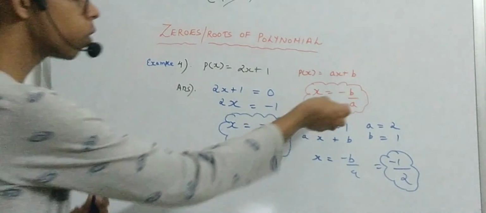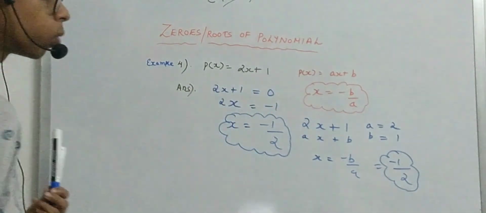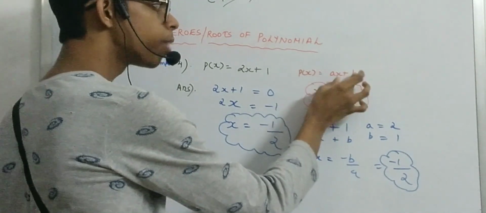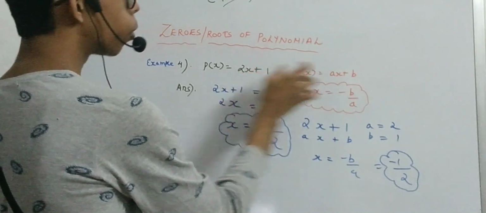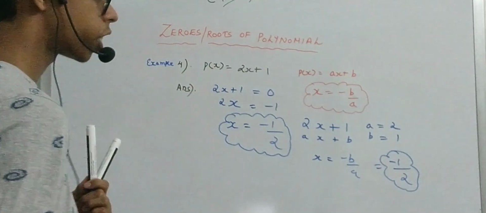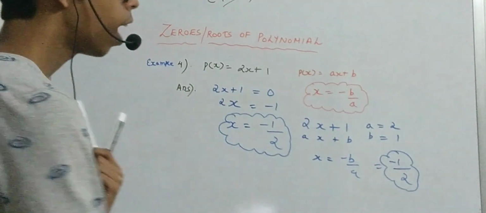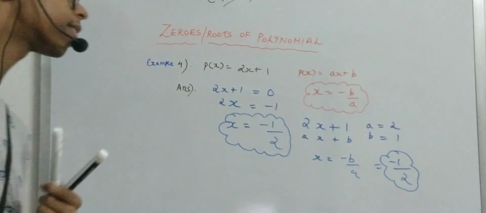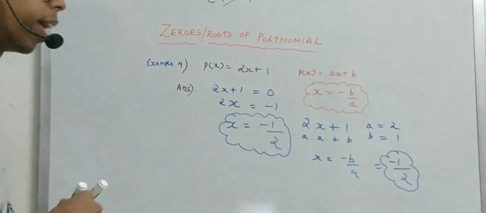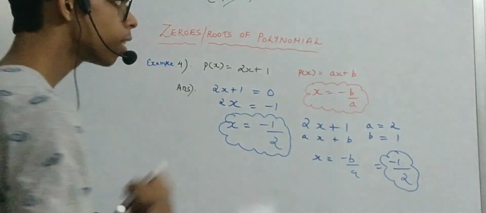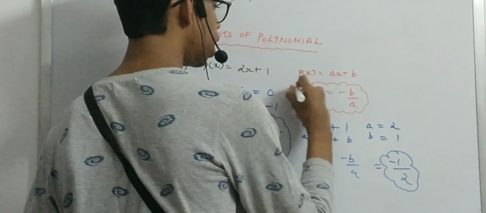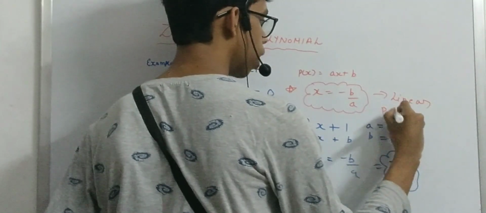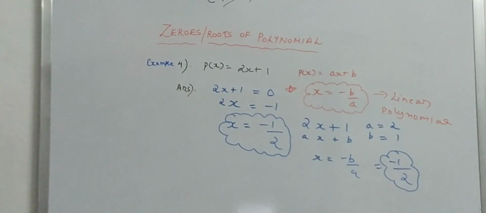This is a much simpler formula than equating it to 0 and all. If you remember this, and if you just compare your given polynomial with your general equation, you can easily find the answer. So it is always good if you remember this: x is equal to minus b by a. But one thing that you should remember is this formula is only applicable for linear polynomial. Okay, so you can just note it down.